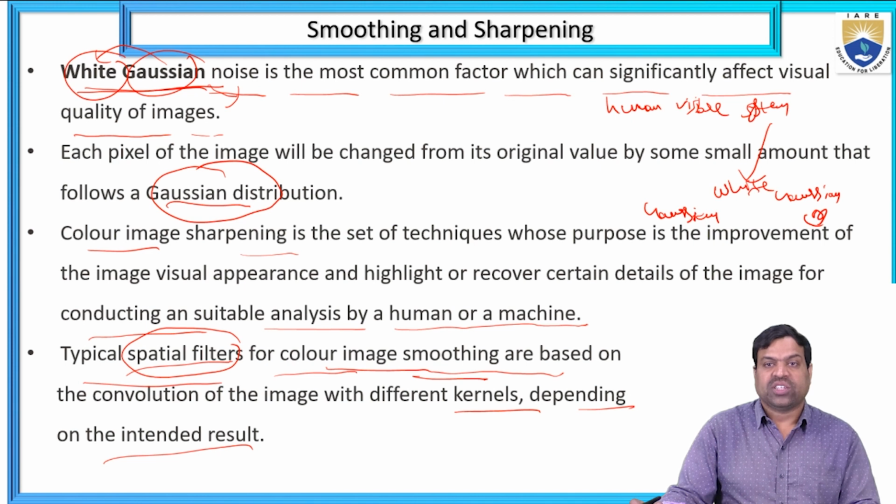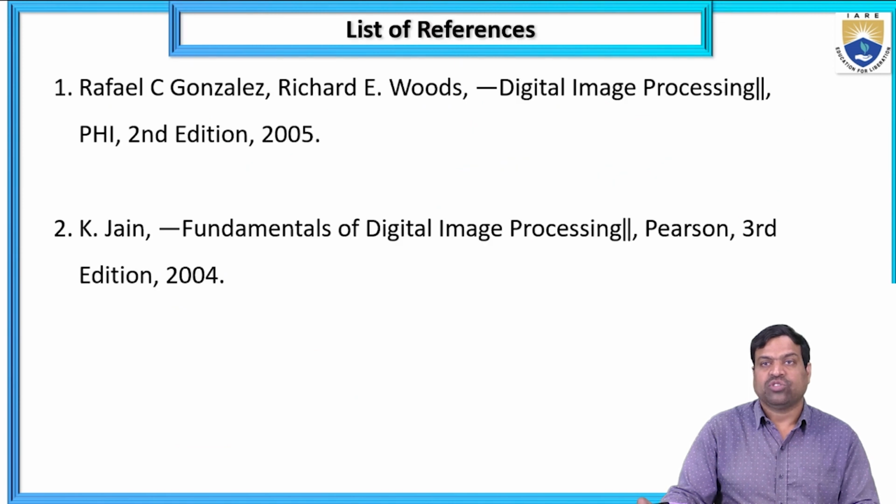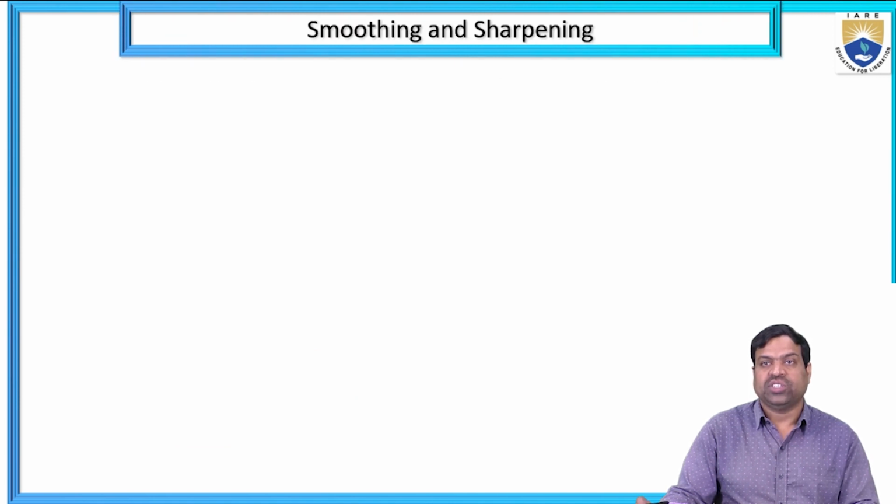This is for suitable analysis by humans and machines. The spatial filter for color image smoothing is based on convolution of the image with different kernels, depending on the intended result. So that is about the smoothing and sharpening of the image.